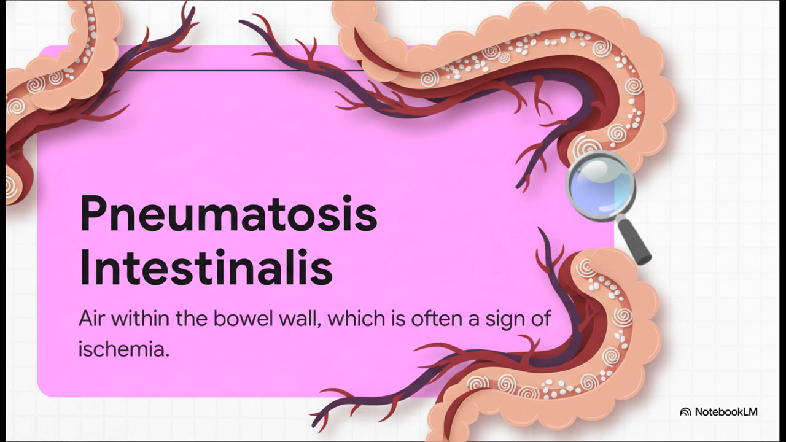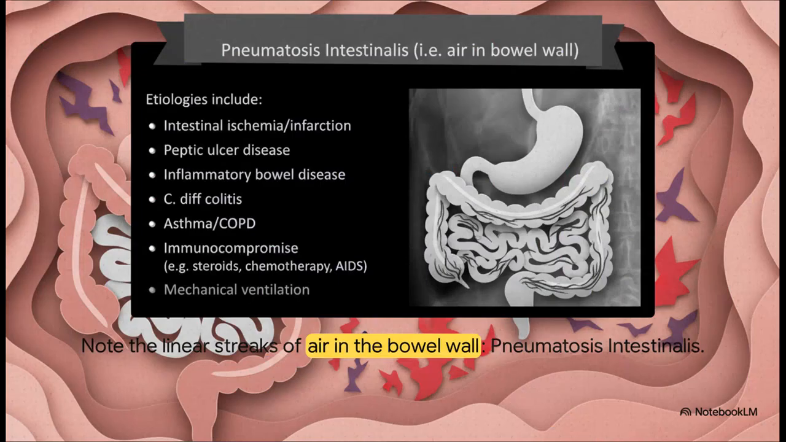It often means that the bowel tissue is dying from a lack of blood supply, what we call ischemia. Look very closely at this film. Can you see those dark, linear streaks of air that are tracing the actual contour of the bowel wall? That is pneumatosis, and this tells you the bowel is ischemic, maybe even necrotic. The mortality rate when you see this sign is extremely high.